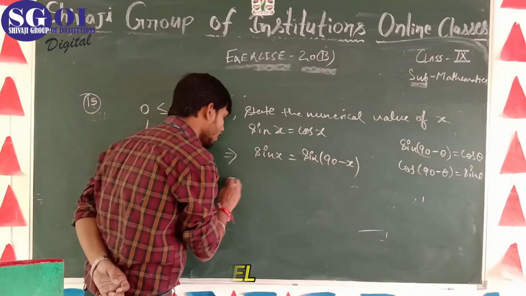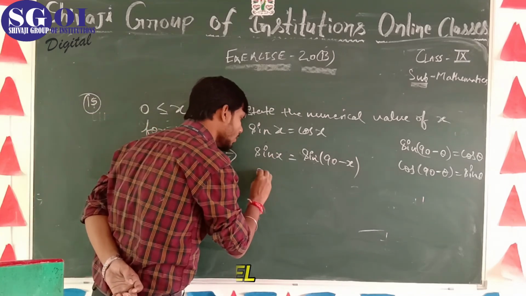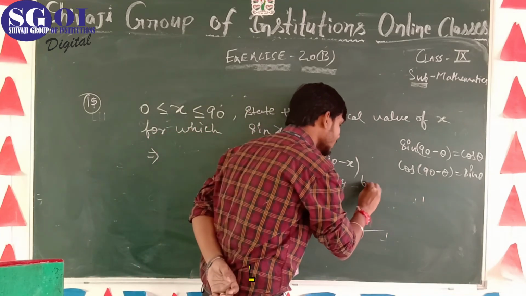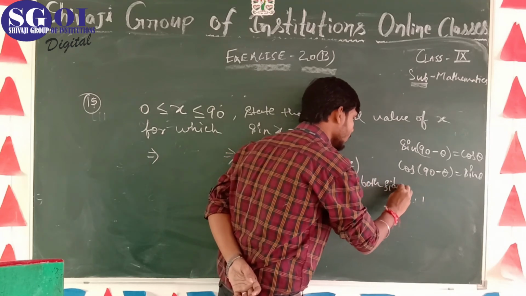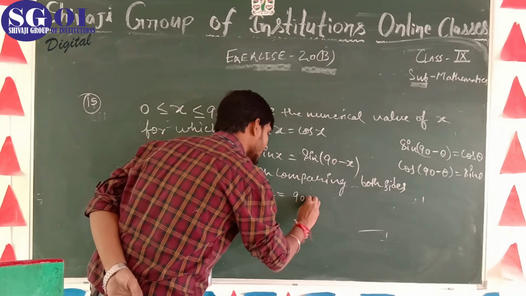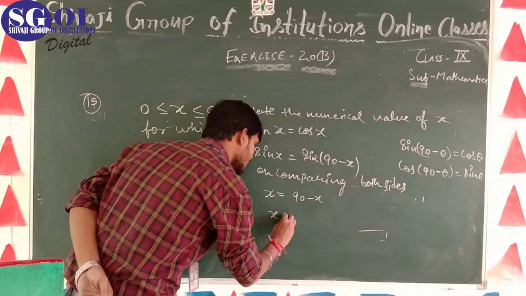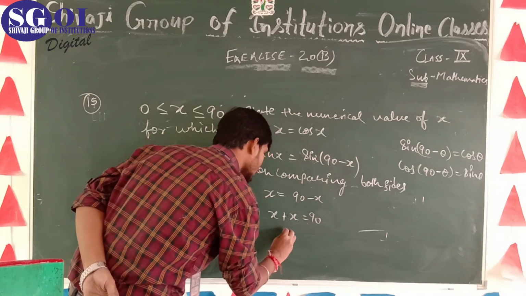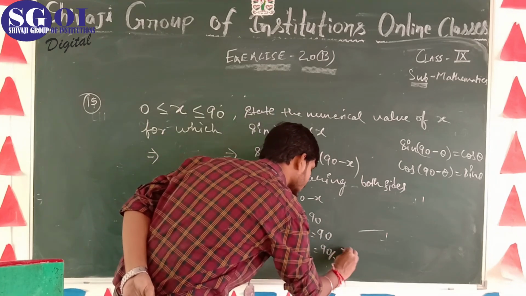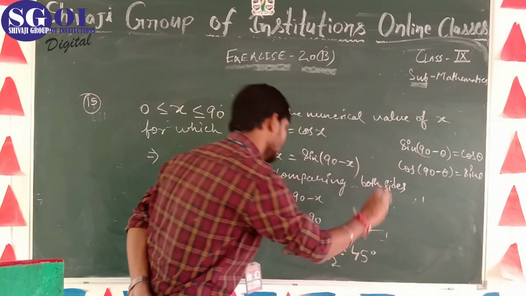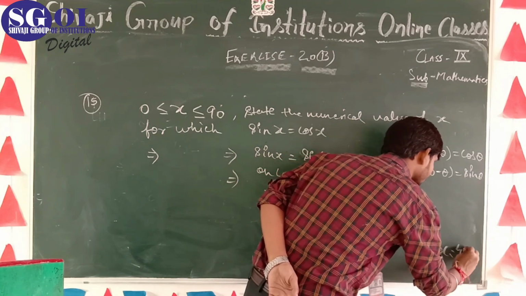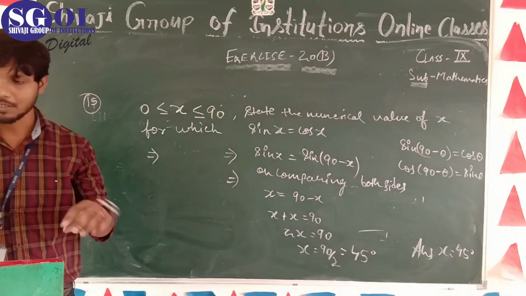Now, on comparing both the sides, angle x, on comparing both sides, what do we get? We get x is equal to 90 minus x. So it comes x plus x is equal to 90. It comes 2x is equal to 90. It comes 90 upon 2 is 45 degree. So answer is x is equal to 45 degree. So this is the answer. x is equal to 45 degree.